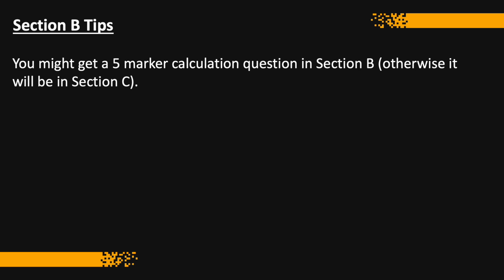You might get a 5 marker calculation in Section B, and if it's not there, it will be in Section C. Key thing, do not forget to write the formula down. There is 1 mark for that formula. If you haven't got a clue about the numbers, they spook you, keep it real. 1 mark for the formula.